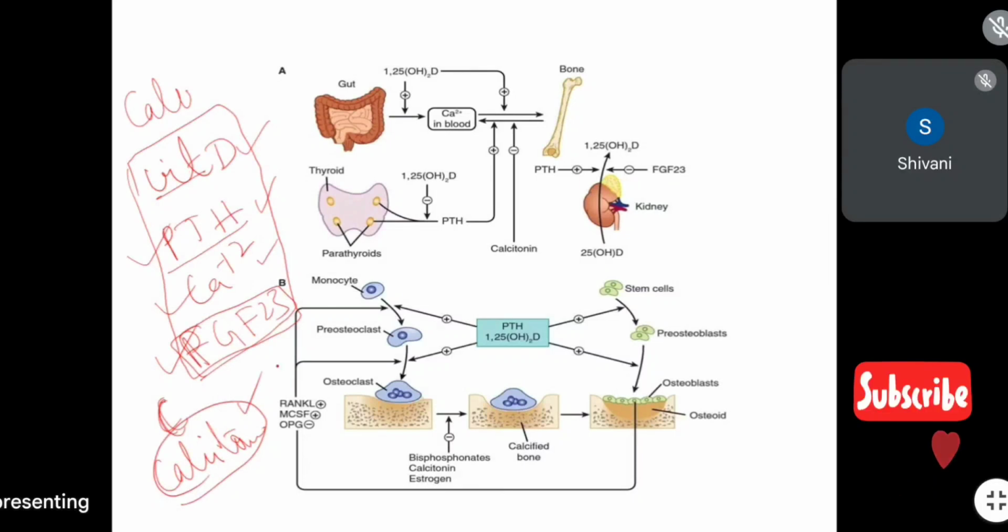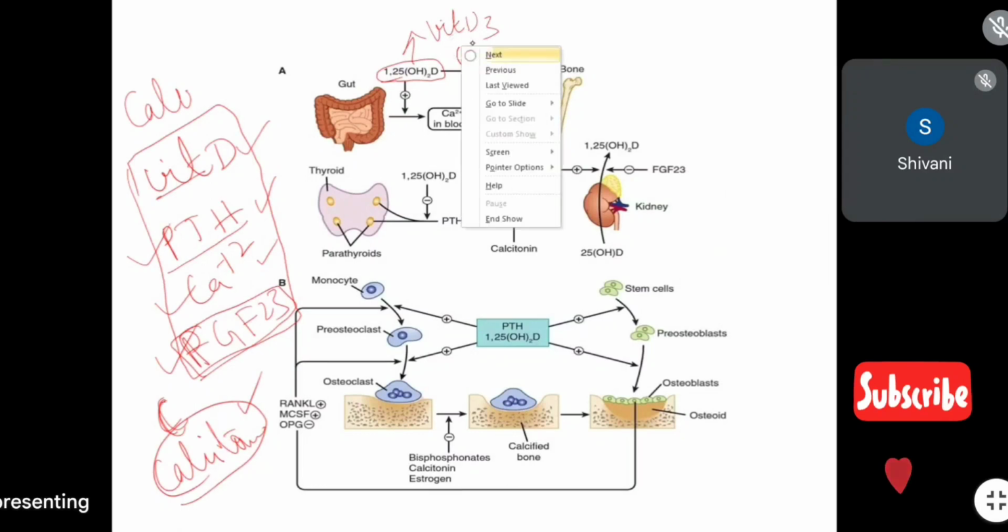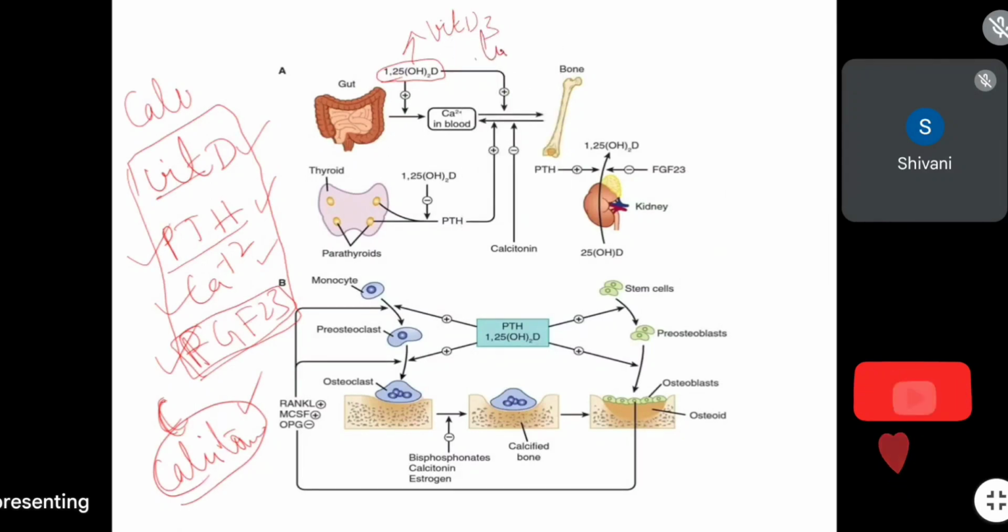See, just try to understand this flow chart. This is very important. In next classes it will come. I will explain in detail about other disorders. Okay. So see, first very important thing is 1,25 dihydroxycholecalciferol. It is also called vitamin D3 or calcitriol. Calcitriol is the active form of vitamin D.